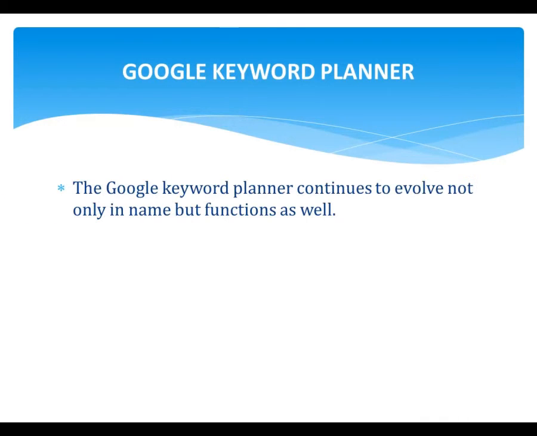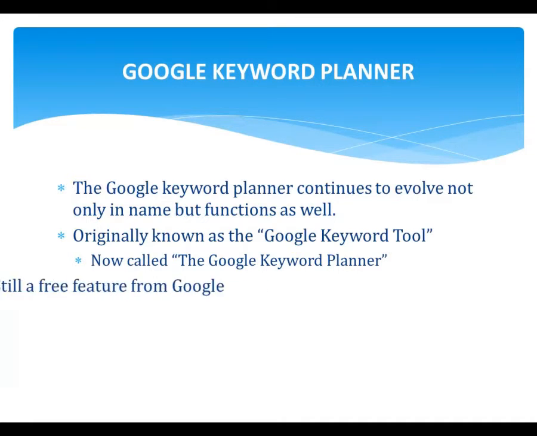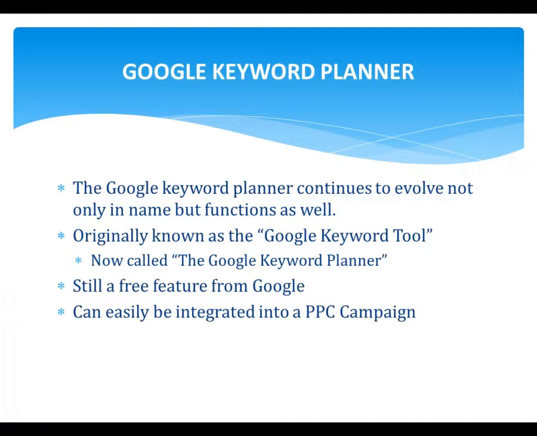Now, the Google Keyword Planner, it continues to evolve, not only in name, but functions as well. It was originally known as the Google Keyword Tool. It's now called the Google Keyword Planner. Okay, trying to communicate what it's about. It's there to plan. And remember our quote about Benjamin Franklin, by failing to prepare, you're preparing to fail. So by using the Google Keyword Planner, you can implement a strategy. This is still a free feature from Google, and it can be easily integrated into a pay-per-click campaign.